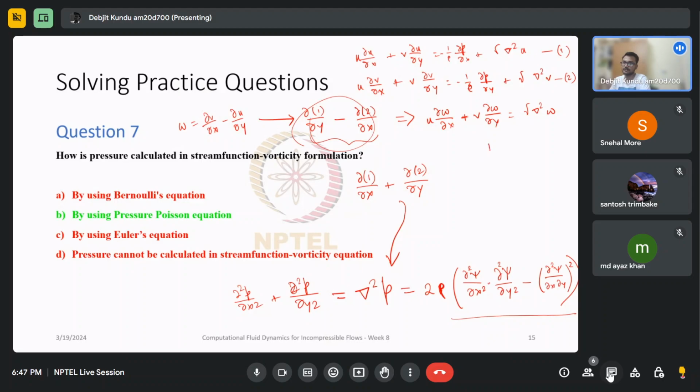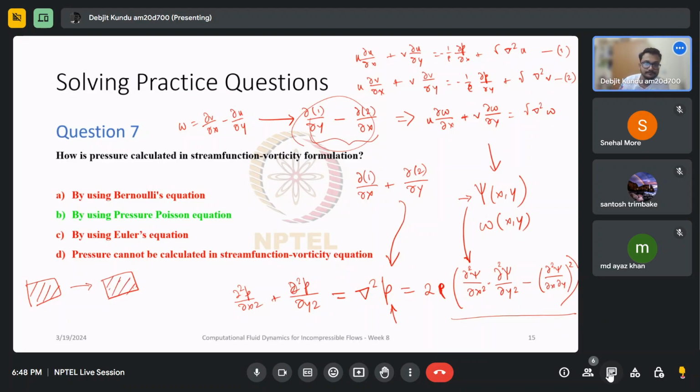So in the stream function vorticity formulation, we get the solutions of psi, right, as well as omega, but we know the solution of psi ultimately, and this is what we can plug in here and then get the value of pressure. So if I have all the values of psi in a particular domain, I can use them to find out what the pressure would be at different points in the domain. So by solving this pressure Poisson equation, at the end we can simply extract out the pressure field in the flow domain.